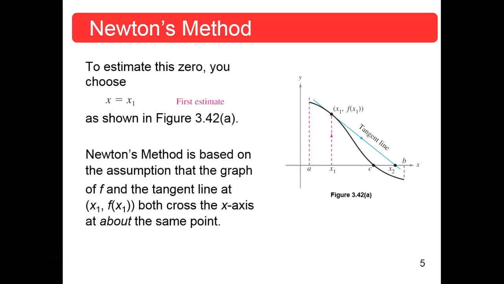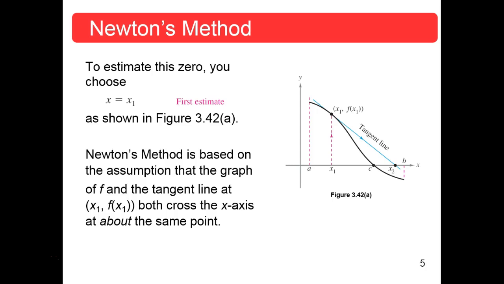Okay? Because if this function is coming down like this, its tangent line is coming down like that. So they are going to cross somewhere relatively close to each other. Maybe not exactly, but relatively, okay? So there's your first assumption. Pick a value x that you think is fairly close to the zero. You may not be right on it, but fairly close to it.